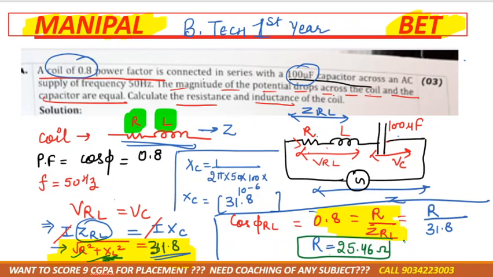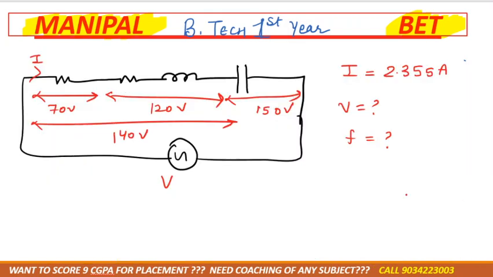If you got the value of R, you can substitute it here, then you will get the value of XL. Just try to solve it in your homework. The XL value you will get as 19.1 ohm, and then you need to get the L value. XL is equal to 2 pi f L, so the L value you will get as 60.81 millihenry. Okay, write down all these values.